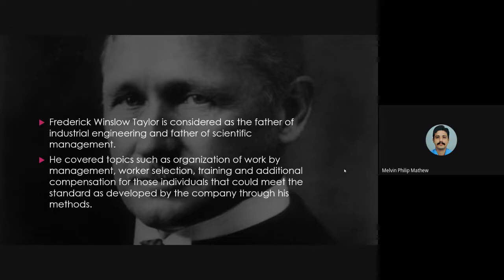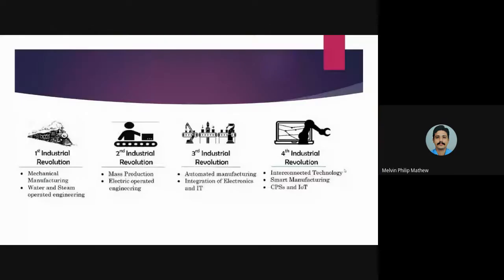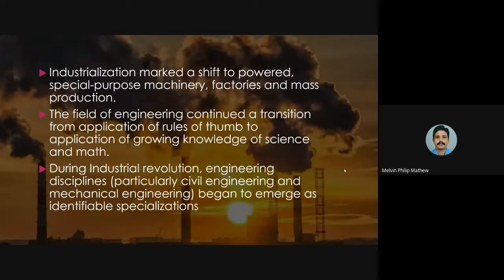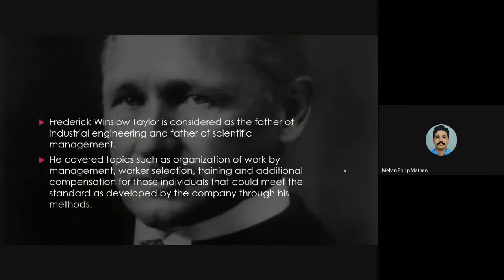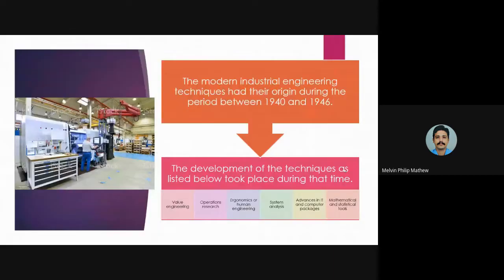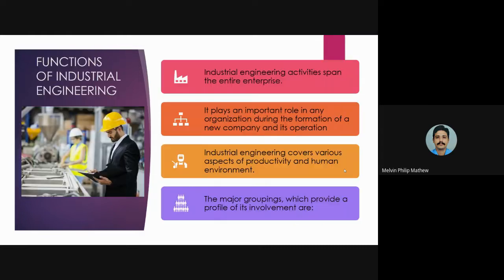So in the last class, we studied industrialization. We looked at the industrial revolution, then the major contributors to industrial engineering, the field of industrial engineering, the father of industrial engineering, and modern industrial techniques. So these were the techniques that we saw. Next we will study the functions of industrial engineering. These are the functions given here.